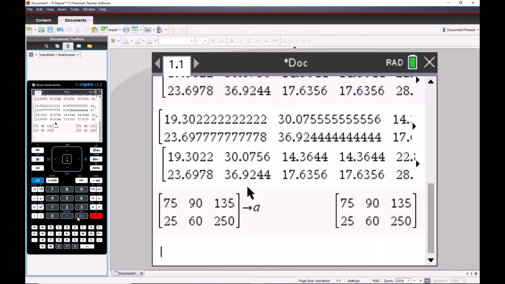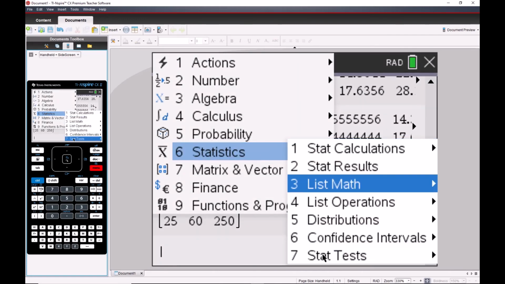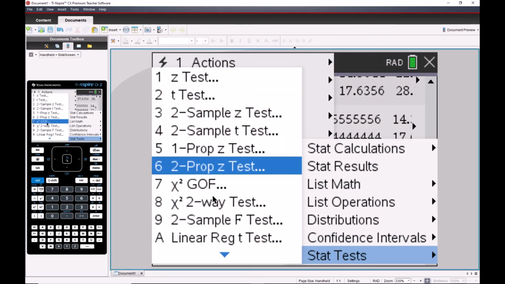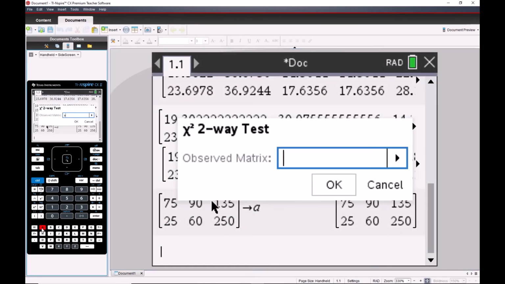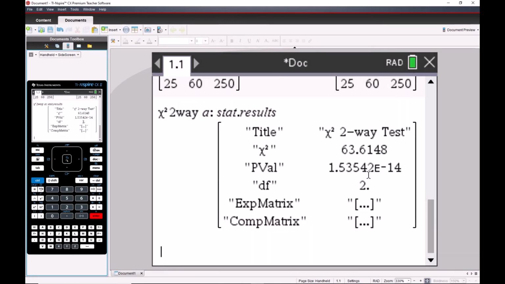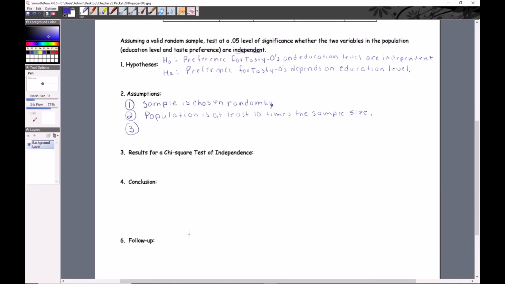And then we just need to run the test. So menu, statistics, stat tests, chi-square two-way test. Again, the observed matrix is A. And hit OK. All right, so let's start recording some things and we'll come back and we'll get to the expected matrix. Chi-square, that's what we're recording. We'll get to the others in a minute.